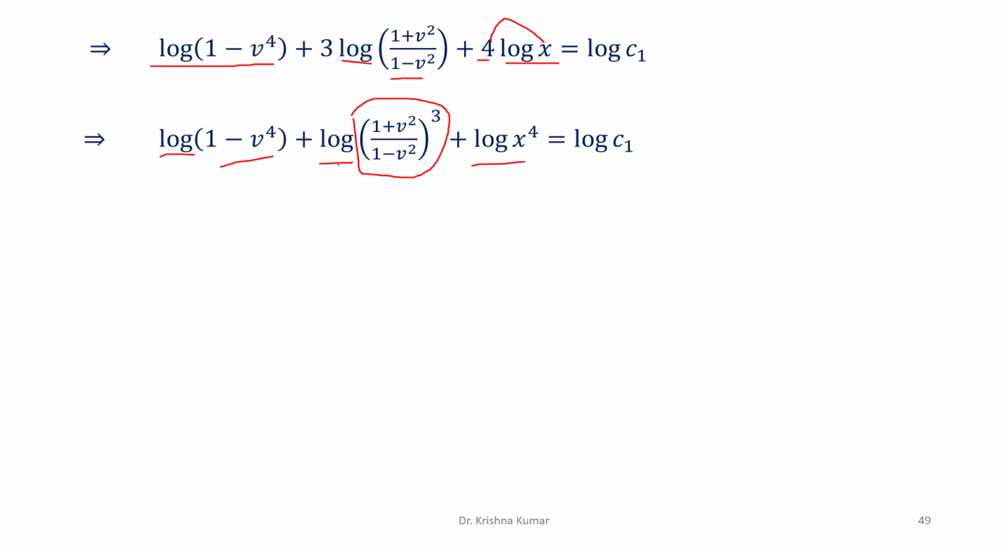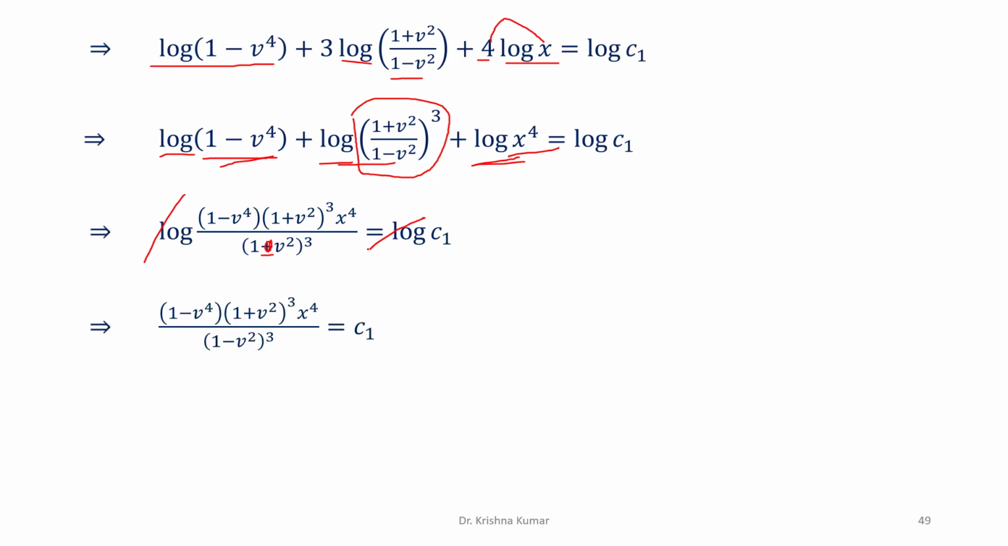So log A plus log B plus log C is equal to log of A into B into C, right? So 1 minus v to the power 4 into 1 plus v square whole cube into x to the power 4 upon 1 minus v square whole cube, this is not plus, this is a minus sign, which is equal to log of C1. So if you take the anti-log on both the sides, this log will be removed and we have 1 minus v to the power 4 into 1 plus v square into x to the power 4 upon 1 minus v square whole cube, which is equal to C1.